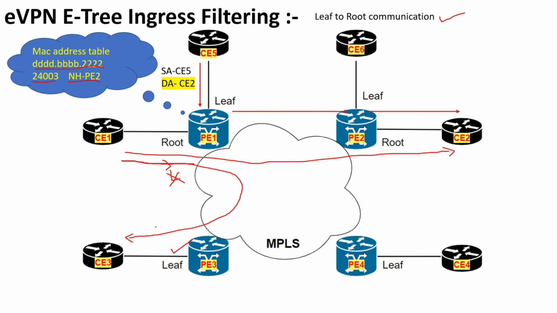But in the earlier scenario between CE5 and CE6, the router knows that the frame has been received from the leaf port, and the destination is also a leaf port. Meaning source is leaf and destination is leaf. And it sees that the L flag has been set, so it is going to simply discard. But in this scenario, the source is the root and the destination is leaf, which is allowed as per the E-Tree design. Hence, the router is going to ignore that leaf flag and send it to the CE3 device.